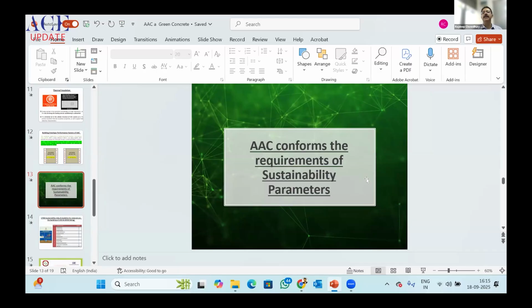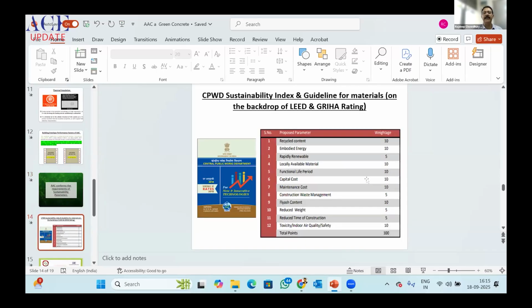Now I'm talking about the sustainability parameters of AAC. If you look at the CPWD Sustainability Index, they have published it in their book. If you look at the 12 parameters, AAC meets most of them. Like recycled content, where the weightage is very high, 10%, because you're using industrial waste, so you're qualifying here. Embodied energy is very low because of fly ash and other factors in it. Rapidly renewable, yes, to a certain extent.